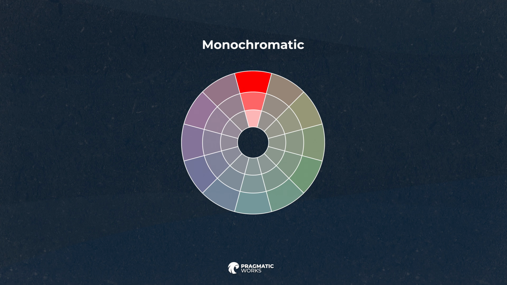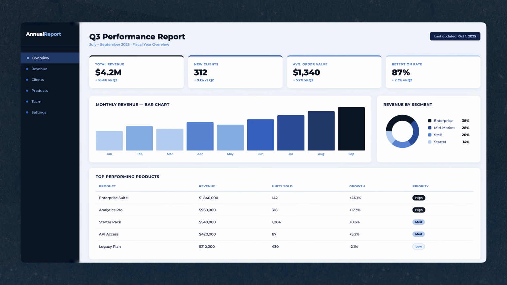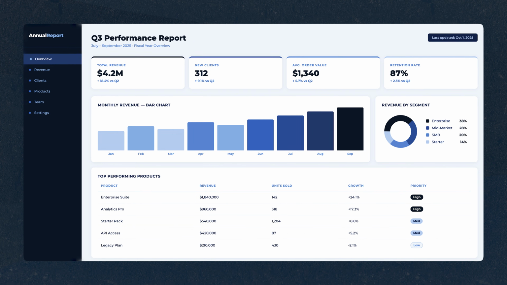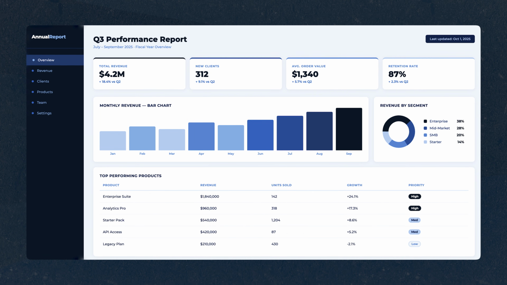So let's talk about structured color combinations because yes, they've got some names. So first off, monochromatic. That is where you have one hue, just different lightness values. So for example, you would use a dark blue for your headings. You could use a medium blue for your bar charts.